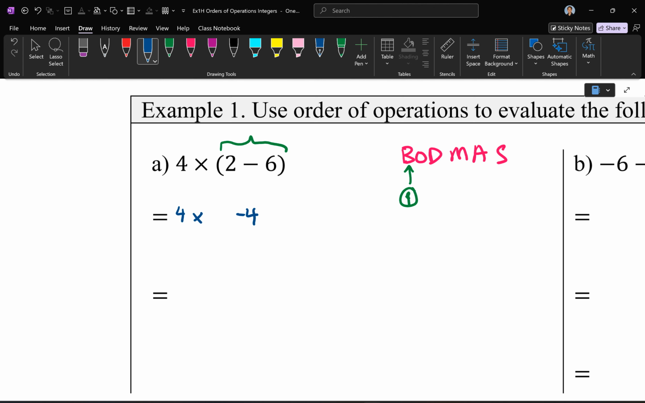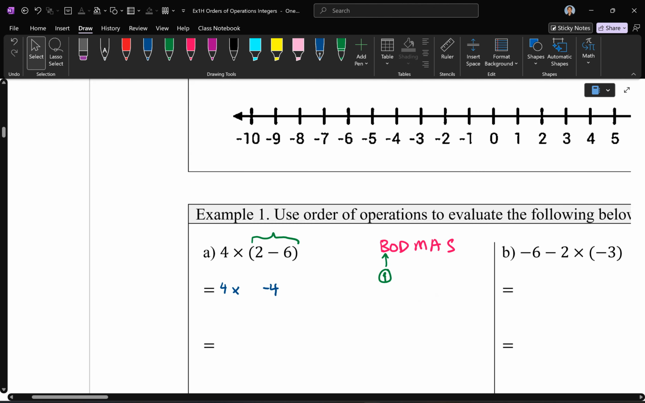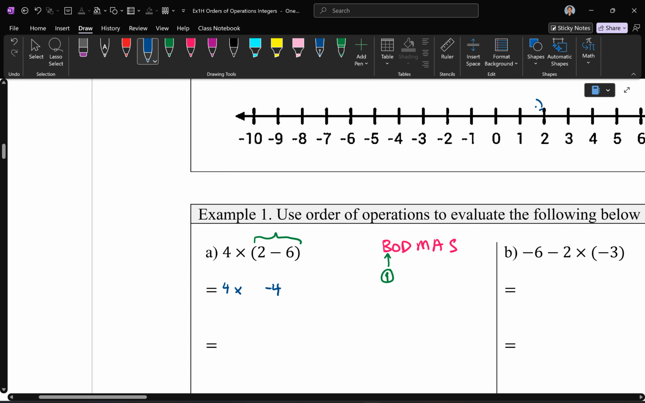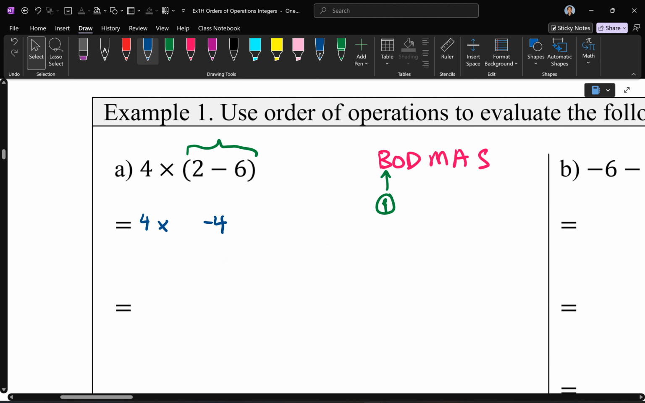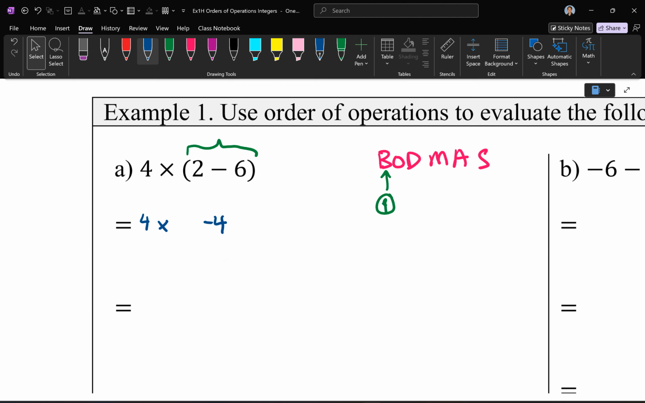If it helps, look at the number line. 2 minus 6. So you go 1, 2, 3, 4, 5, 6. You can see it goes back to negative 4. Okay? So now that you've got the brackets gone, then you go through BODMAS again. Right now, we've got 4 times negative 4. Is that times first, or is it the negative here, Lucas? Which one comes first? Times or that negative?